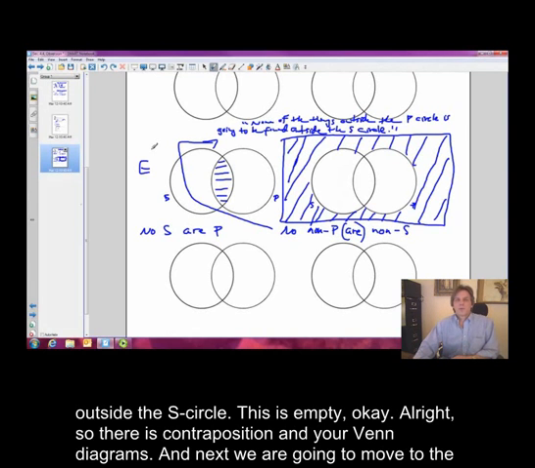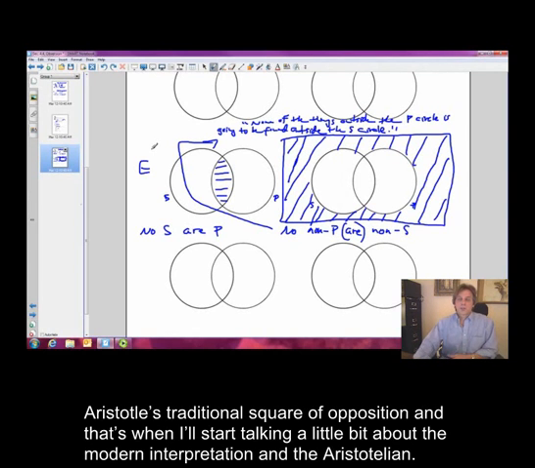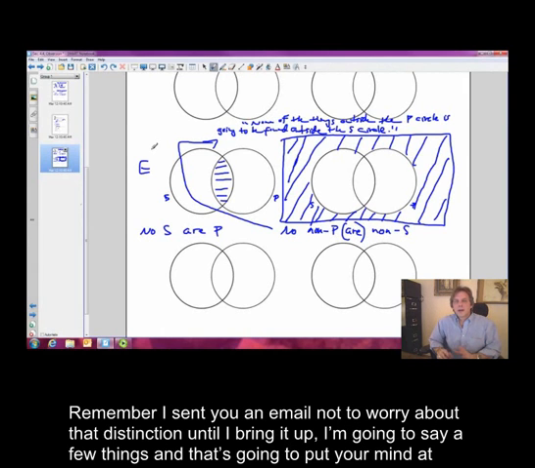And next we're going to move to Aristotle's traditional square of opposition. And that's when I'll start talking a little bit about the modern interpretation and the Aristotelian. You remember I sent you an email not to worry about that distinction until I bring it up. I'm going to say a few things, and that's going to put your mind at ease about that.